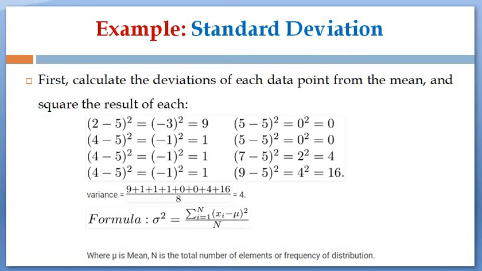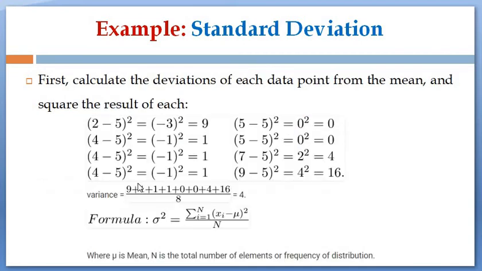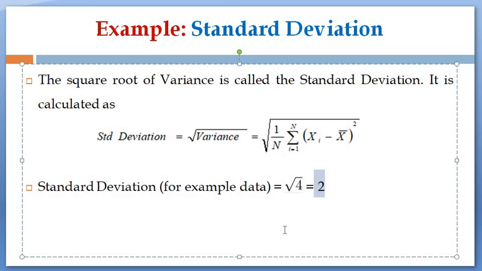So once the variance is calculated, I simply take the square root of variance, which gives me the standard deviation. The square root of variance is called the standard deviation. We have already calculated the variance, so my value for variance is 4. So standard deviation is the square root of 4, that is 2. So for this example, my standard deviation is 2. It says that from the mean value, my standard deviation is 2.